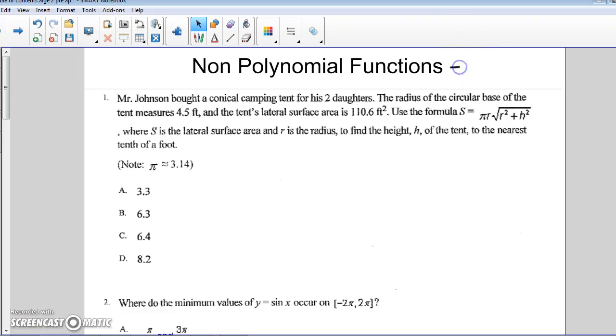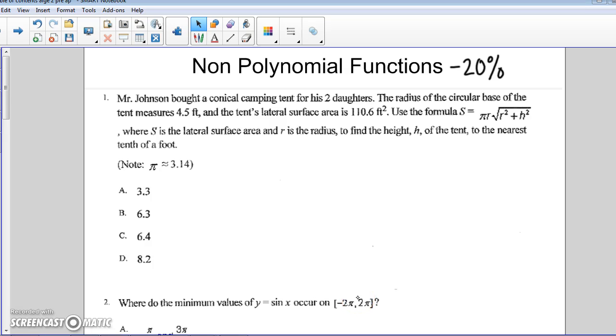Non-polynomial functions take up another 20% of the EOC. And these questions could come from a variety of different places. They could come from just equations that are not in polynomial form. They come from trig functions, mostly trig functions actually, and then also maybe a little bit of logarithms, but most of that can be done on the calculator.